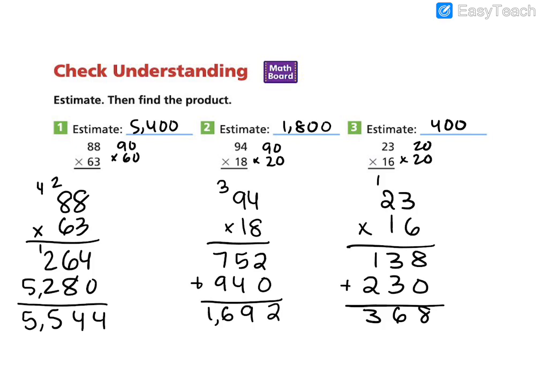My first estimate was 5,400. The product was 5,544. My second estimate was 1,800. My second answer was 1,692. My third estimate was 400. And my partial product was 368 for my whole product.